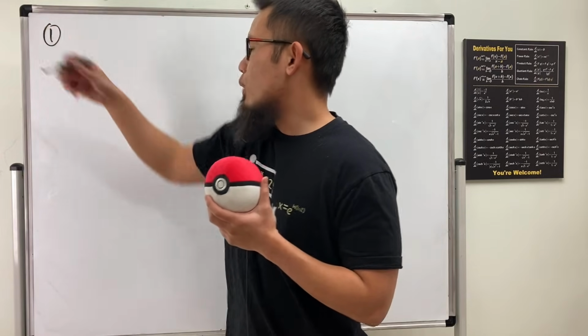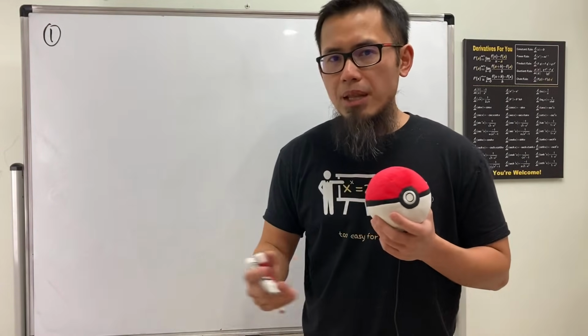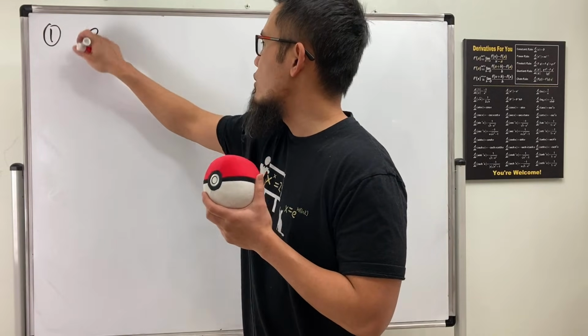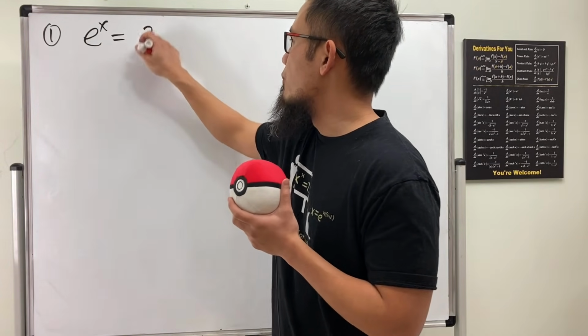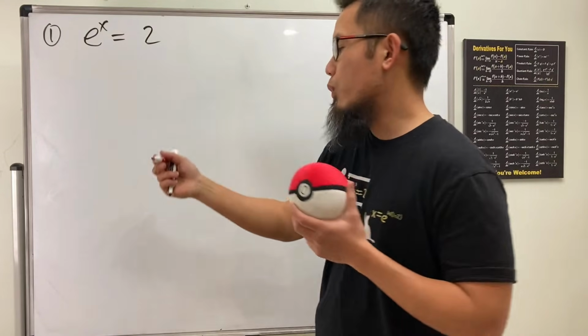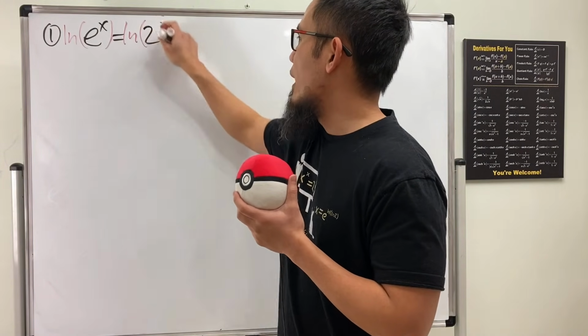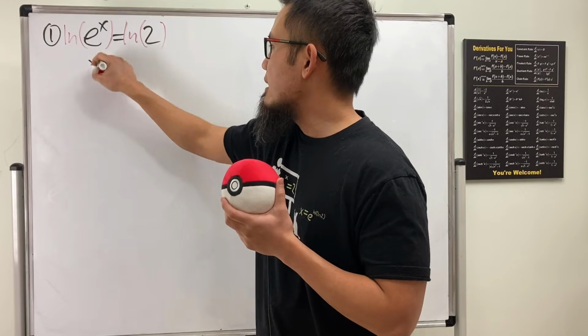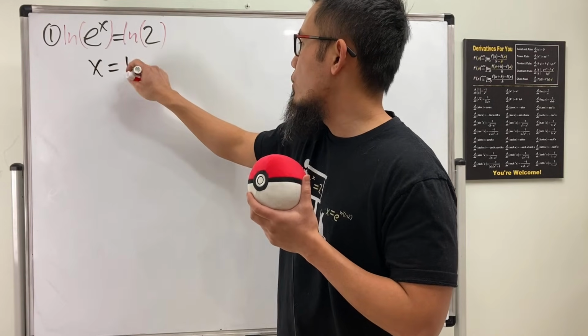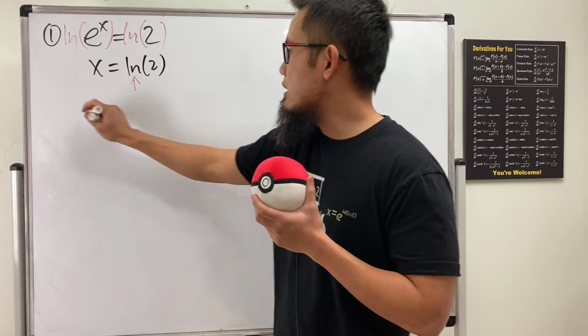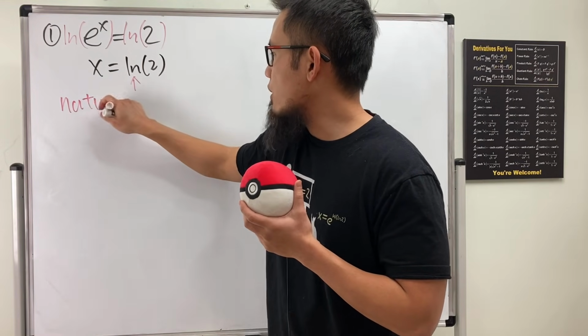First, let me review what the natural log is all about. I'm not going to give you the integral definition for it, but rather let's just take a look at the equation. e to the x is equal to 2, for example. How do we solve it? Well, just take the ln on both sides, because this way the left-hand side will just be x, and we can just write down x is equal to ln of 2. That's it. And the ln right here is exactly what we call the natural log function.